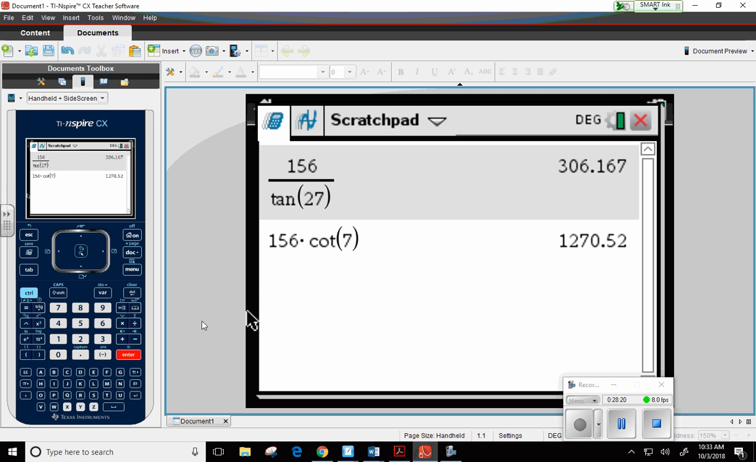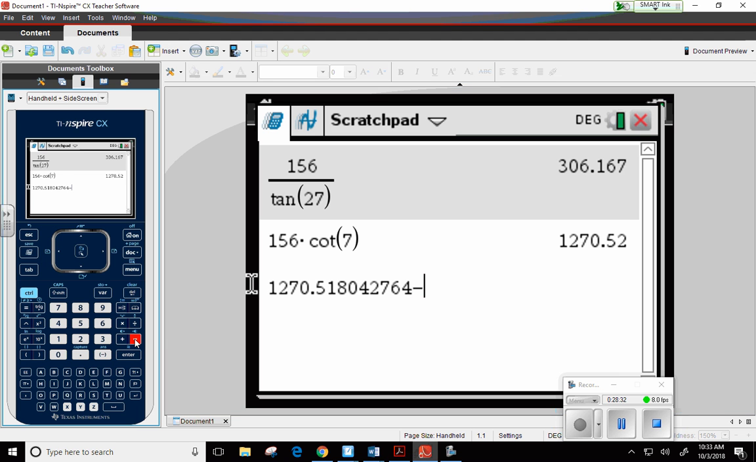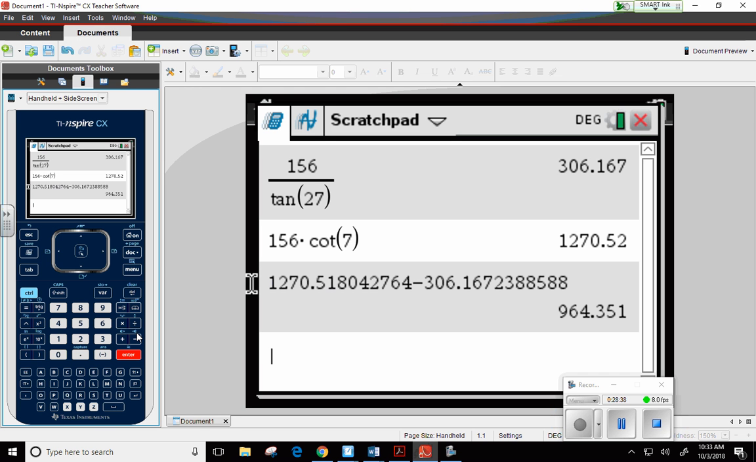Okay. Now, if I want to know how far they are from each other, okay, again, I'm not going to go ahead and use my rounded values here. I'm going to go ahead and use the ones from the calculator. So the distance of the second ship minus the distance of the first ship, I'm getting them to be about 964.3 feet away from each other. So 964 feet.